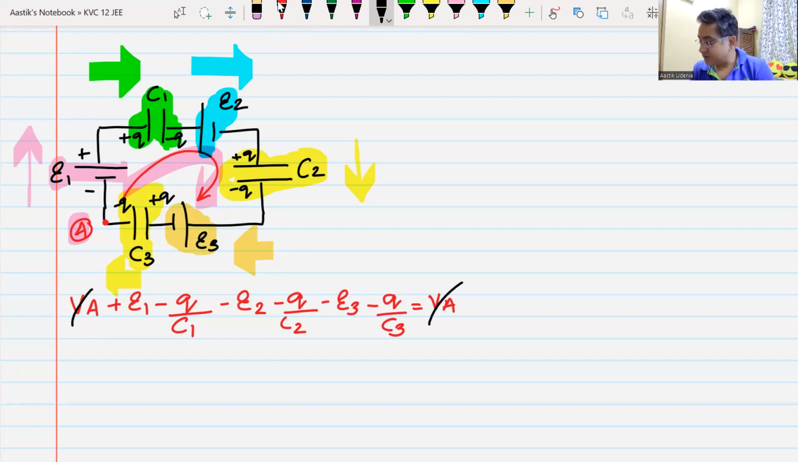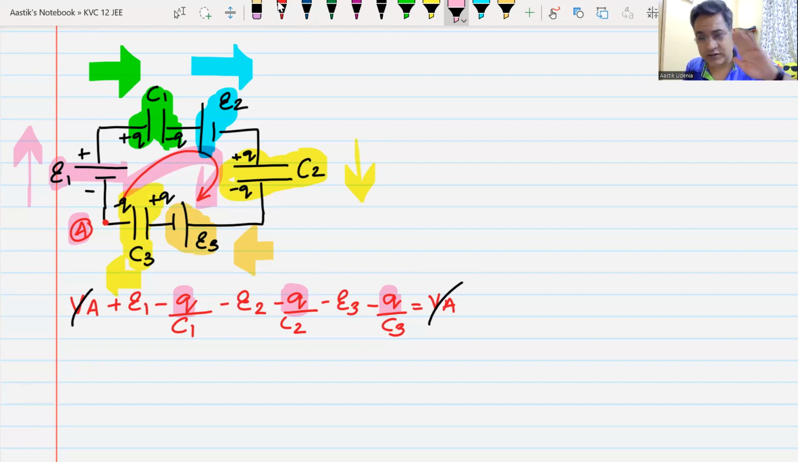This is the equation. And as you can see, there's only one unknown here, and that unknown is q. You can solve for q and get the value of q. If the value of q turns out to be positive, that means your assumption was correct. If the value of q turns out to be negative, that means your assumption was wrong. Do we understand this?